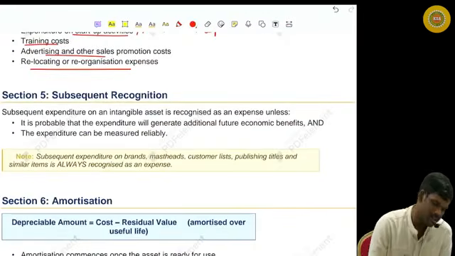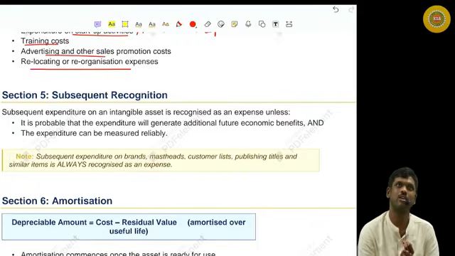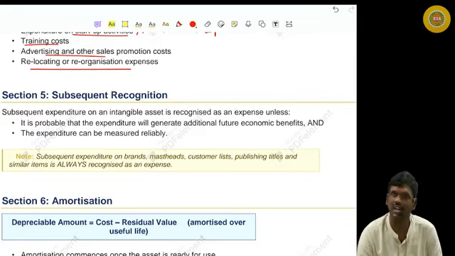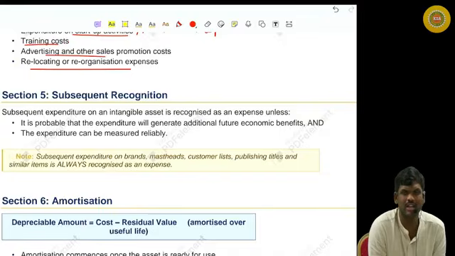Okay. Sir, now initial recognition is okay, sir. We learned what to do if it is separately acquired, what to do if it comes as a part of amalgamation, what to do if it is a part of government grant, what to do if it is internally generated. This is what we learned in initial recognition. Sir, now I have initially recognized.